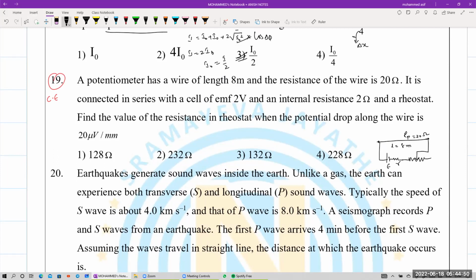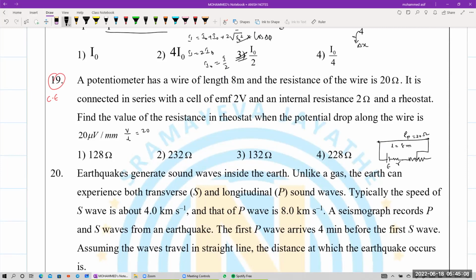EMF and the internal resistance r. Clear? Length is given as 8 meters, resistance is given as 20 ohms, EMF is given as 2 volts, and internal resistance is given as 2 ohms. So first I can calculate the potential gradient. Potential gradient means the potential per unit length.